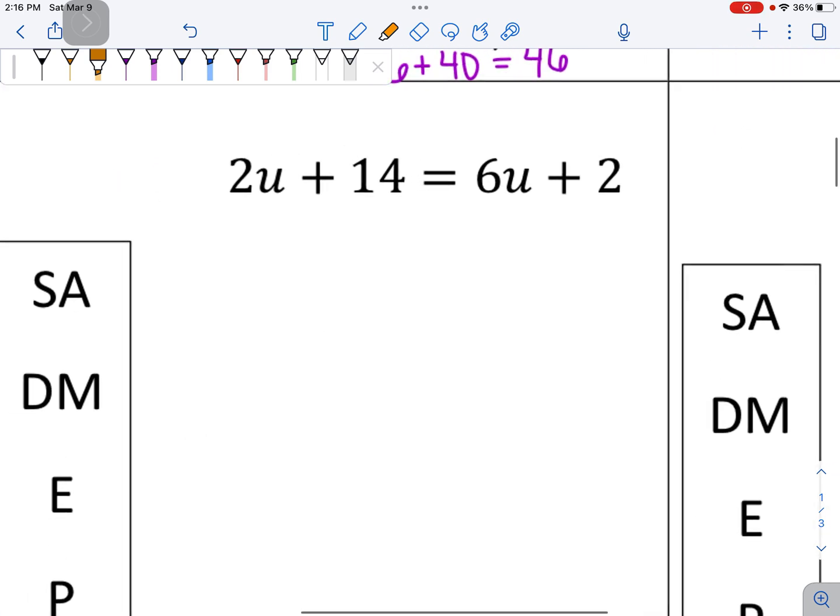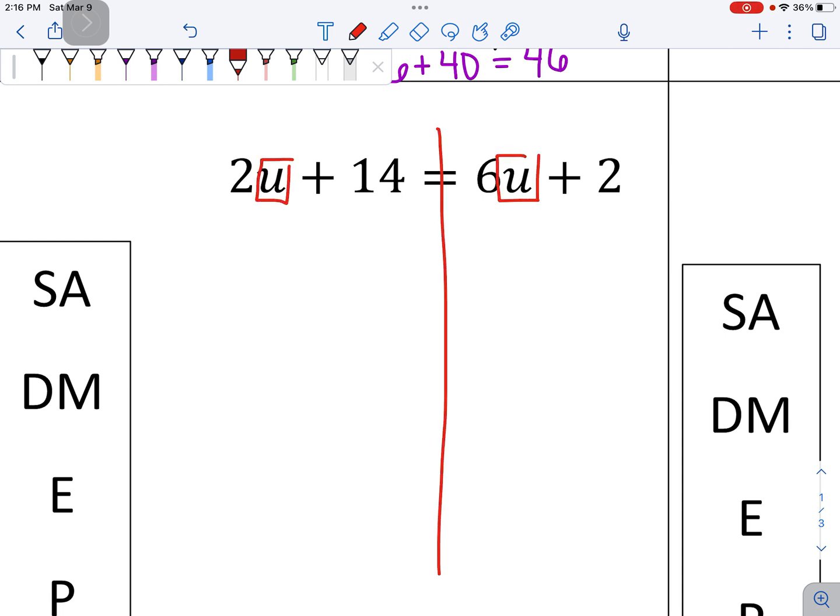2u plus 14 equals 6u plus 2. Box my u's, put a wall down the middle. I'm going to get rid of my subtraction and addition first. I want to take away 14, but if I take away 14 here, it's a negative number. So I'm not going to take away 14. Instead, I'll take away 2. Take away 2. Take away 2.